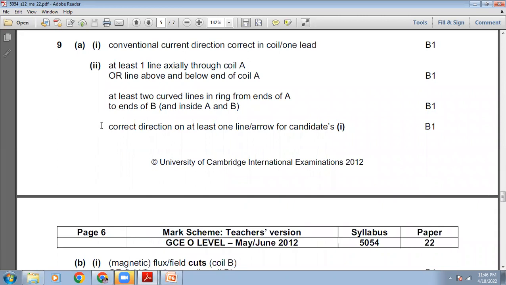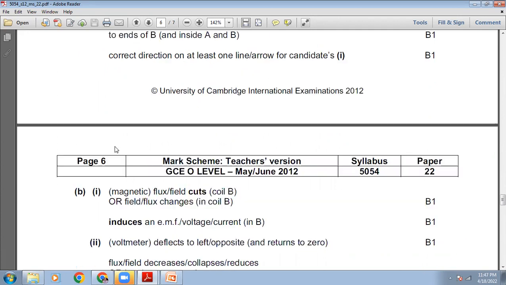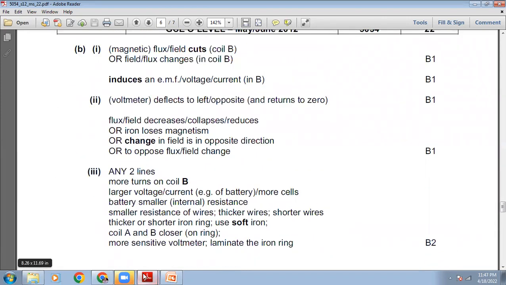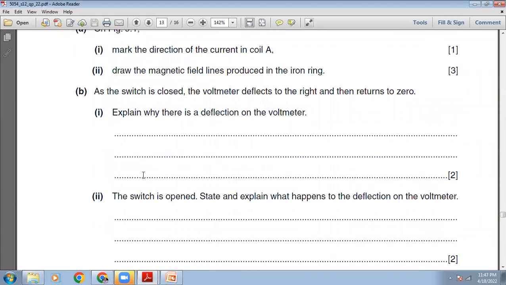Conventional current direction correct in the coil, 1 lead; at least 1 line axially through coil A, or a line above and below the end of coil A; at least 2 curved lines in the ring from the ends of A to the ends of B; and inside A and B, correct direction on at least 1 line with an arrow. That's right. So it's a 4-mark question. So we are done with this. I hope you have understood.